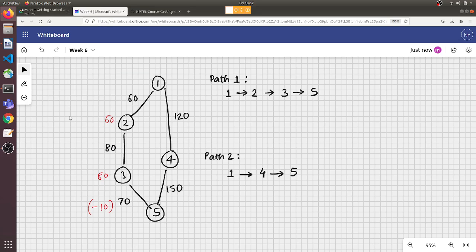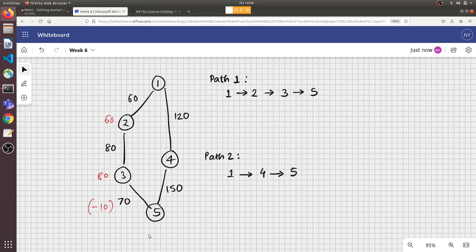Instead of starting from 1, if we start from n, that means from our goal node to the starting node, and we consider every edge that contains less cost, then will it work? For example, in this graph, instead of starting from 1, we start from 5, and from here we have two edges, 70 and 150 cost. So we will choose 70.